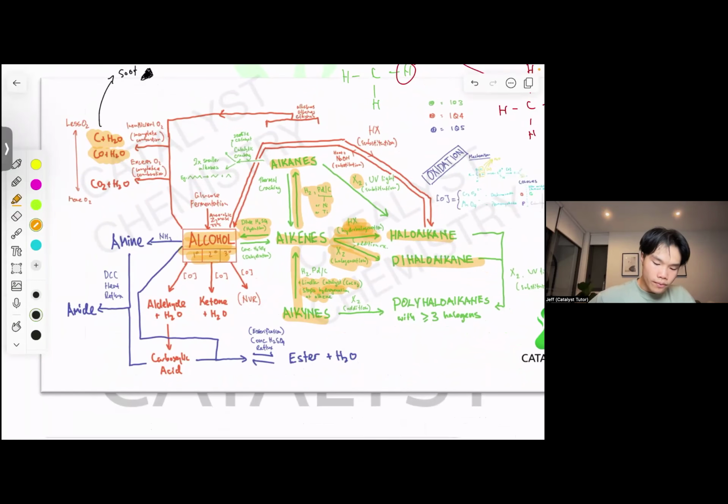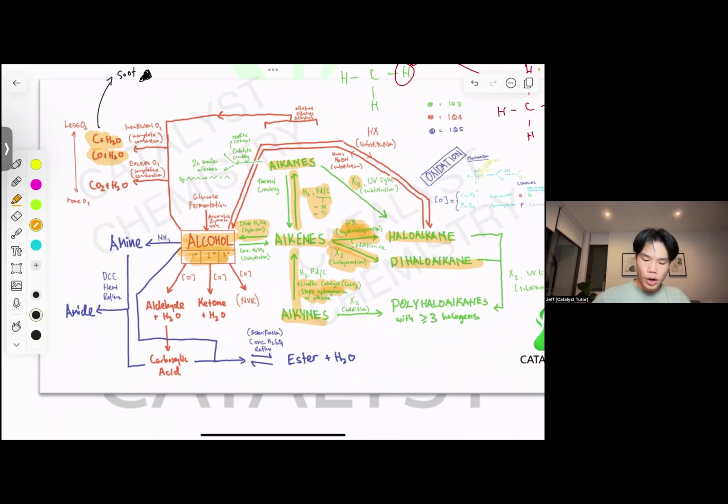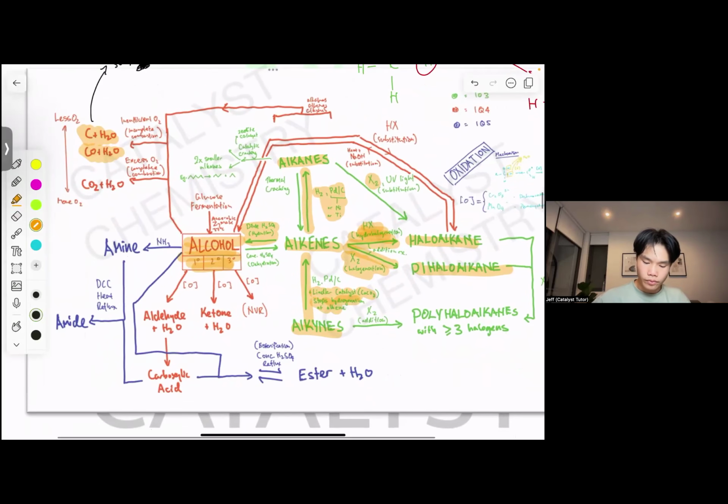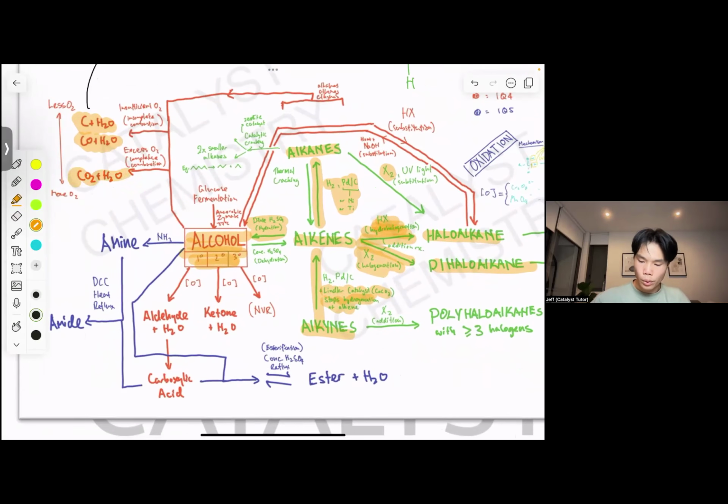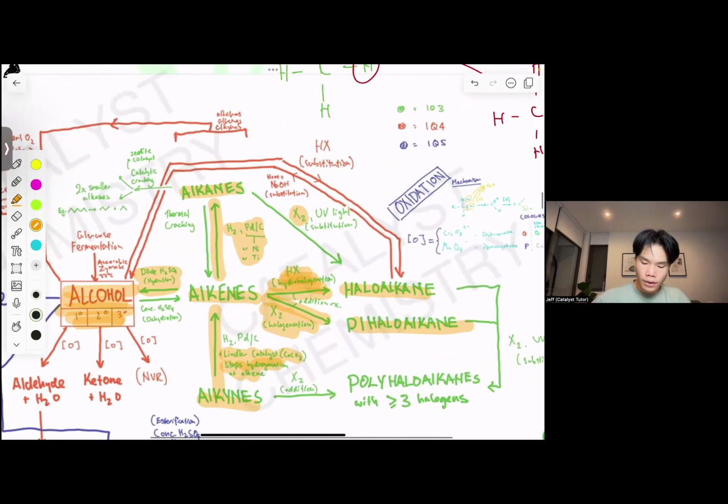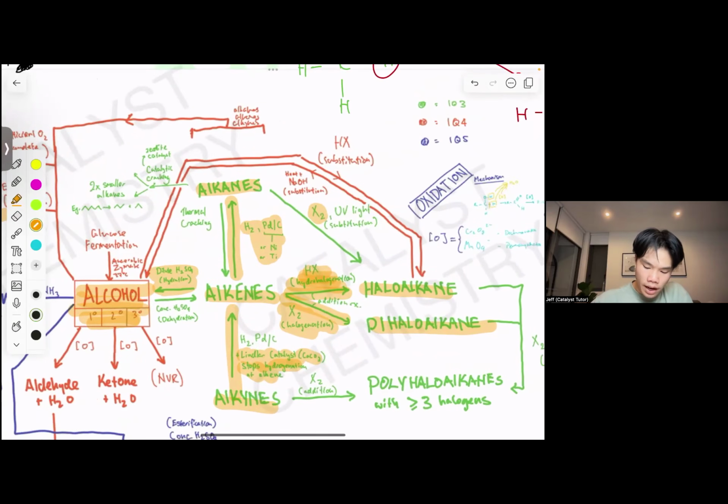Adding on to that, we also know about the substitution of alcohol. So you can go from an alcohol to a haloalkane from the substitution with HX, or you can go from haloalkane back to alcohol using substitution with heat and NaOH or KOH.